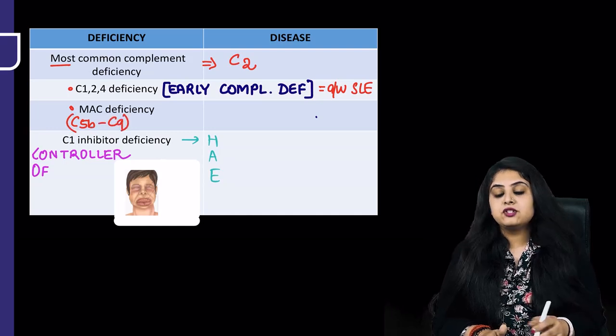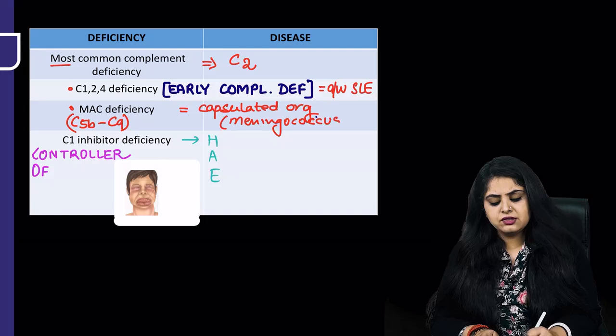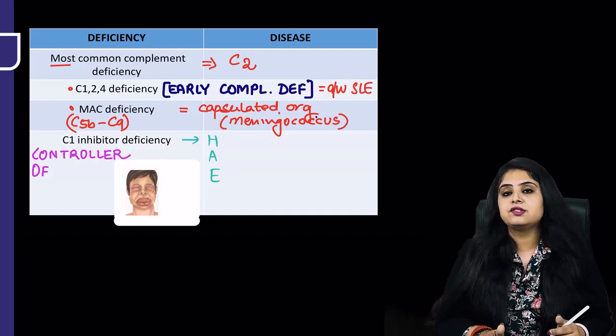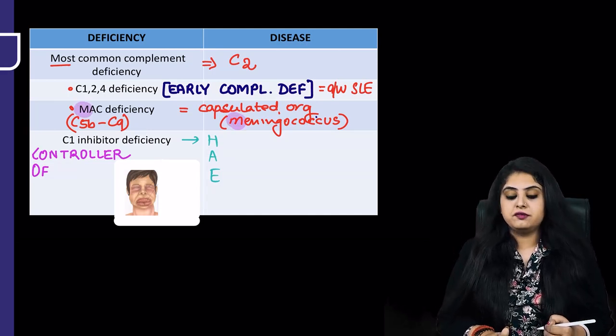So when MAC deficiency occurs, usually the person ends up having capsulated organism infections. One example of that can be meningococcus. But in general, any organism that has a capsule, those kind of infections will start occurring. But mostly you get MAC deficiency, meningococcus infection.